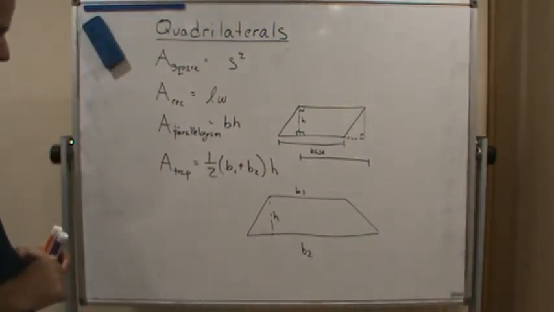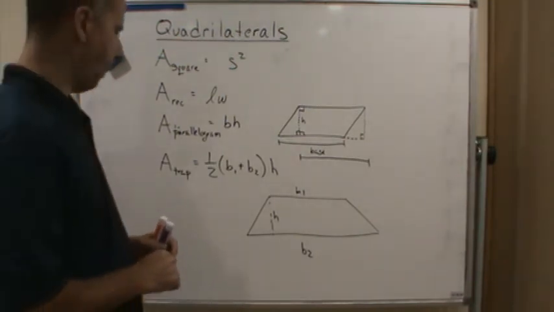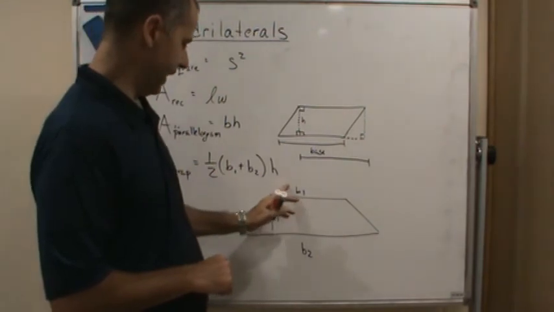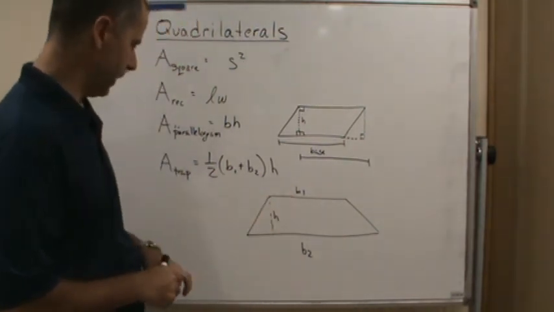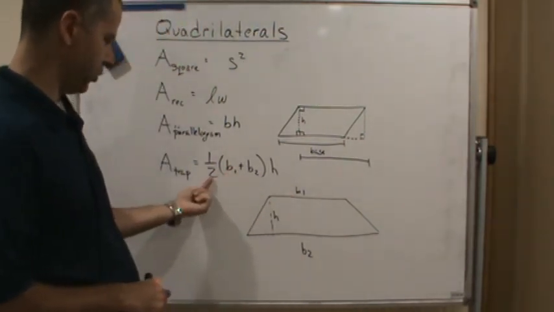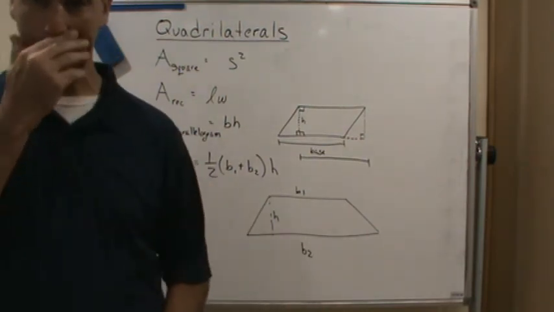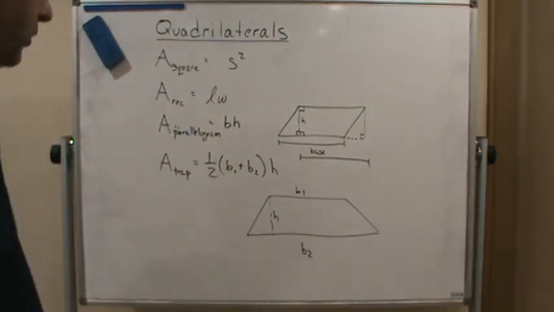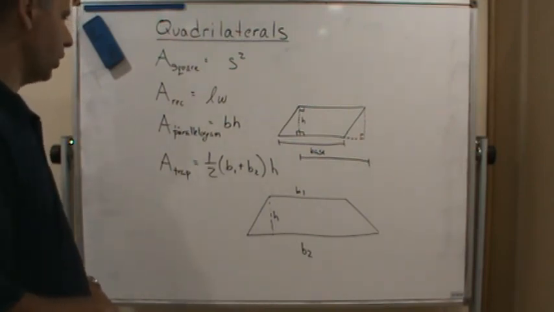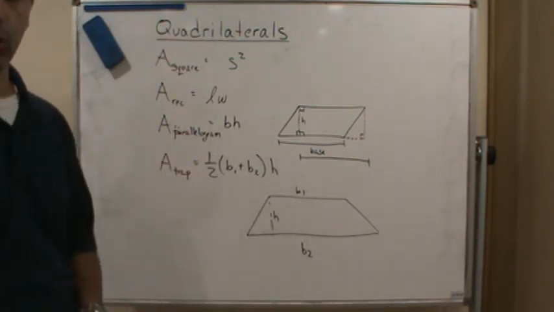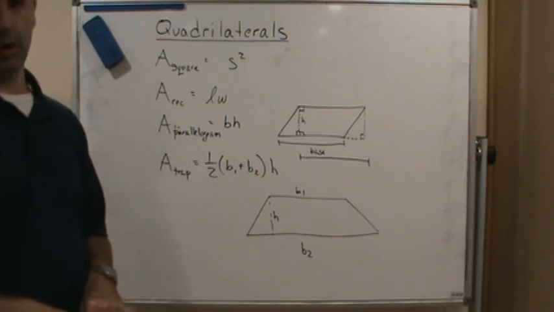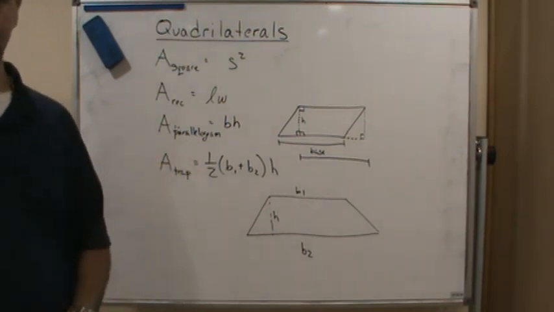So what we do is for a trapezoid, it's the average of the two bases. So you basically add the bases, divide by 2, and then multiply by the height. And that'll give you the area of a trapezoid. So you're just going to have to know that one, okay? So these are the area formulas that we're going to be using in this course, or for this section at least, for this chapter.